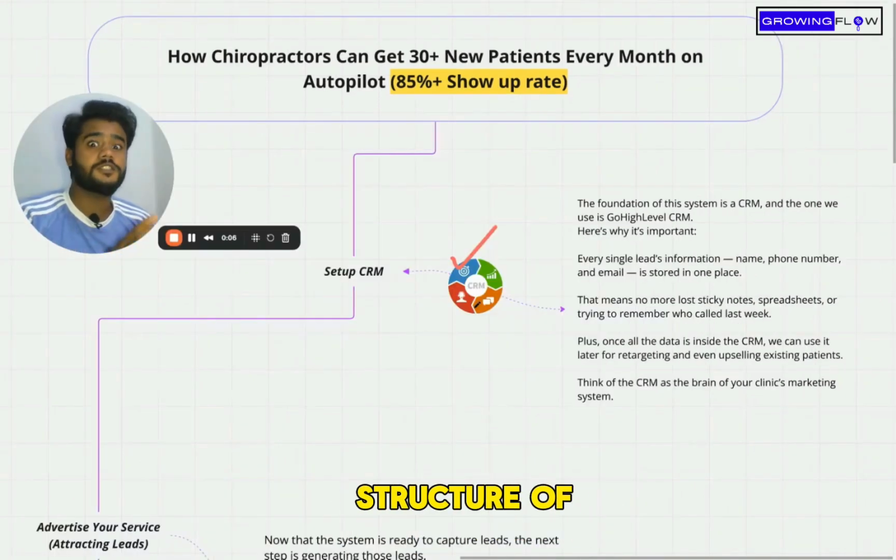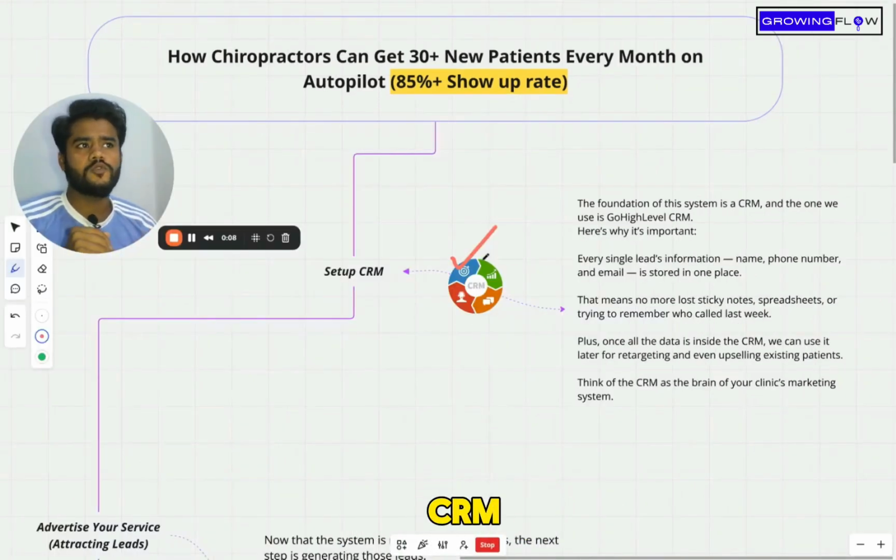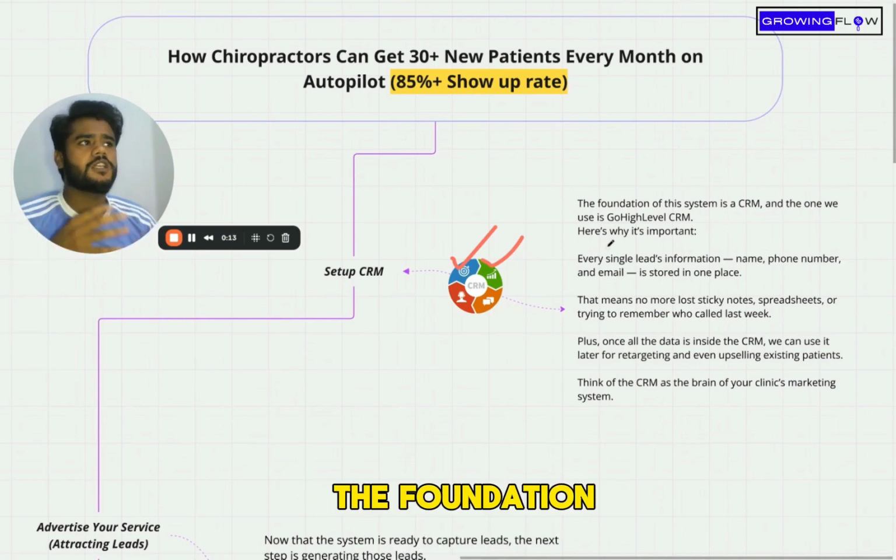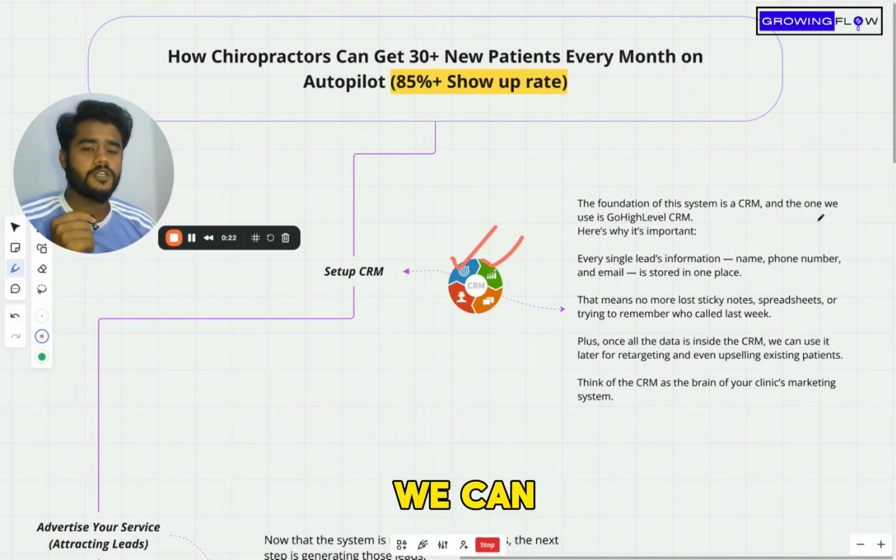Here is the complete structure of our system. Firstly, we need a CRM. CRM stands for customer relationship management. The foundation of the system is the CRM. In your case, we can use GoHighLevel CRM.